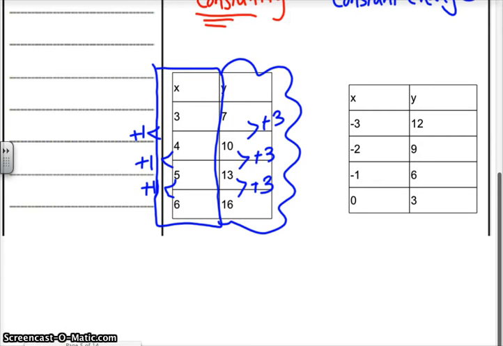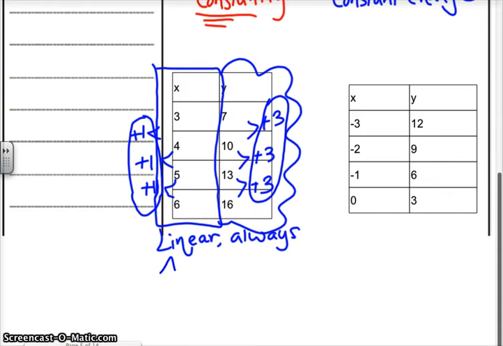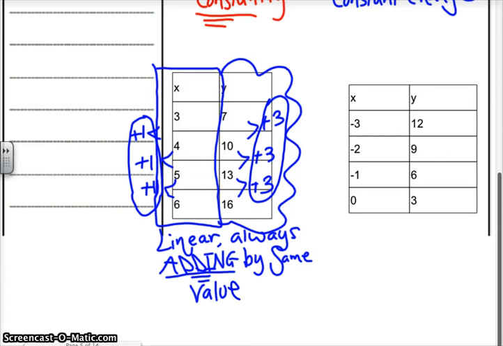Think to yourself, does this mean I'm linear or nonlinear? I'm adding by the same thing every time on the x side. I'm adding by the same thing every time on the y side. Since they're always constant, I'm going to say it's a linear relationship. And I'll say always adding by the same number. And notice that I'm putting adding in capitalized letters because eventually we're going to talk about multiplying. And if you're multiplying, like I said on the first slide, that's a nonlinear situation. So we're always adding by the same value.